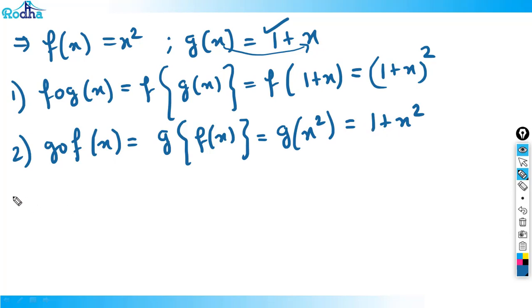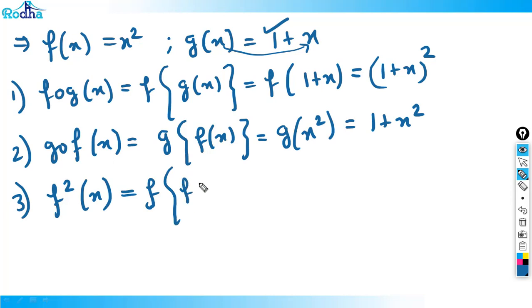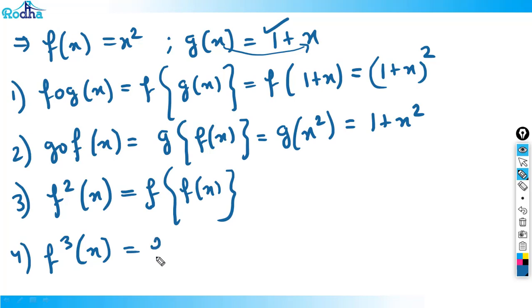For this function, if I want to calculate f square x, right? f square is nothing but, it basically means that f has occurred two times. So I have to calculate f of fx. So f square means calculating f of fx. If we have something like f cube x, it is calculated as f of f square x. Okay. So f square x is equal to f of fx. We derive this result here.